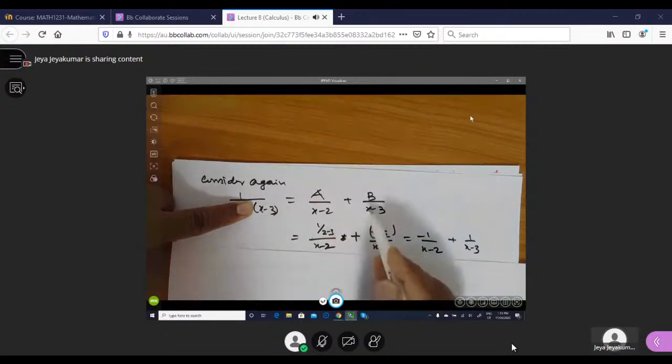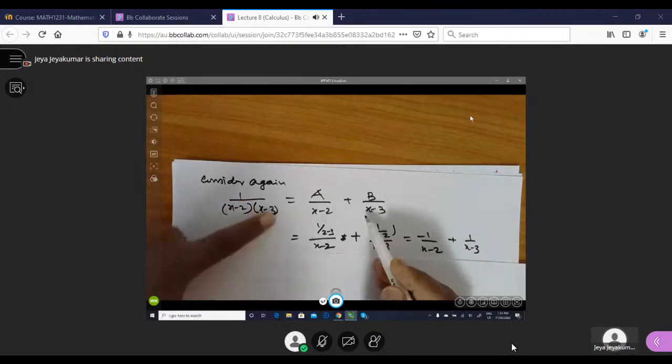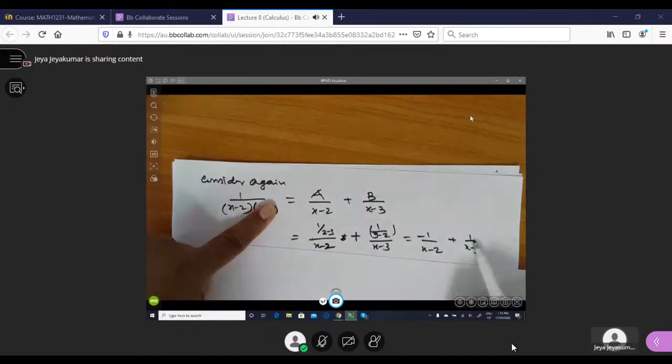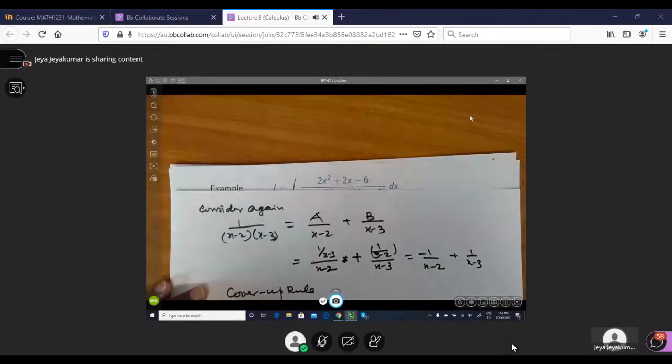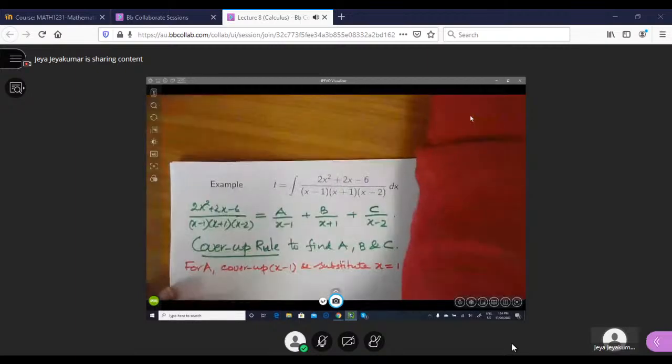To find b, which corresponds to x minus 3, you cover x minus 3 on the left-hand side and substitute x equals 3. 1 over 3 minus 2, which is 1. That's what we got here. This is called the cover-up rule. So I'm going to apply it again in another example. You'll see how that works. Okay? Have a look at the third example here.